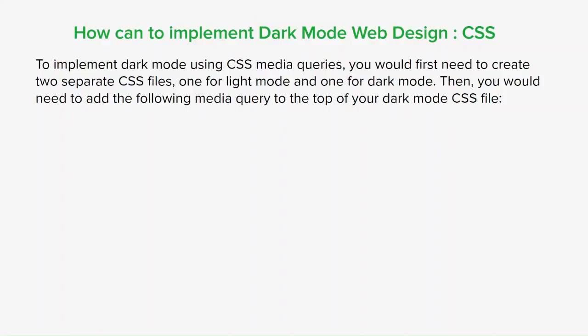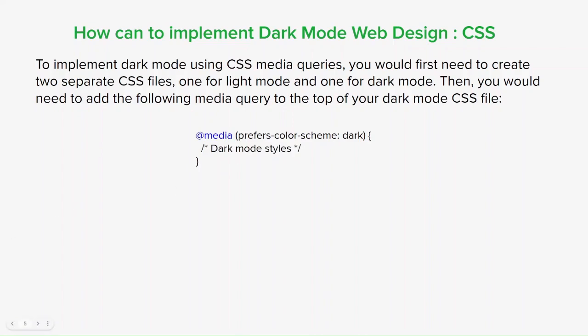So there's a number of ways to implement dark mode in your web development. One way is to use CSS. CSS media queries allow you to style your website differently based on the user's device. To implement dark mode using CSS, you would need to create 2 separate CSS files, one for light mode, one for dark mode. And then you would need to add the following media query to the top of your dark mode file. So this tells the browser to use the dark mode CSS file if the user's device is in dark mode.